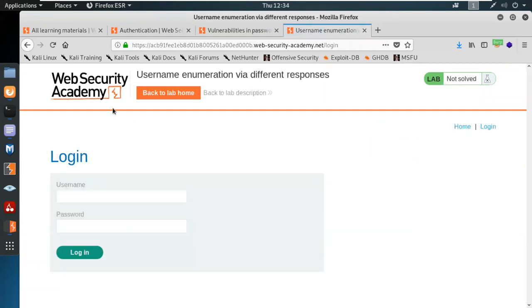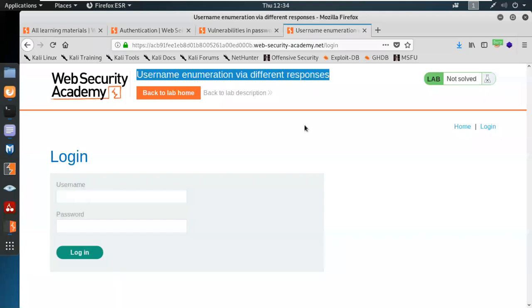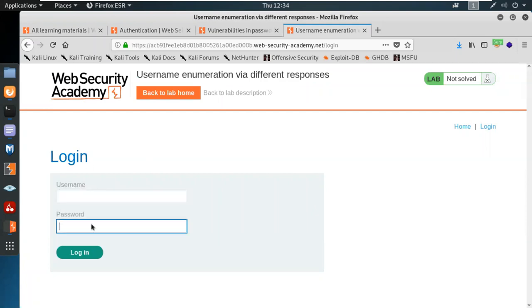In this lab, we have to enumerate the usernames. Username enumeration by different response code, a response code from the server side. So we're gonna do username and password over here. Let's try with the 1 and the 2. I guess, yeah, 2 is okay.